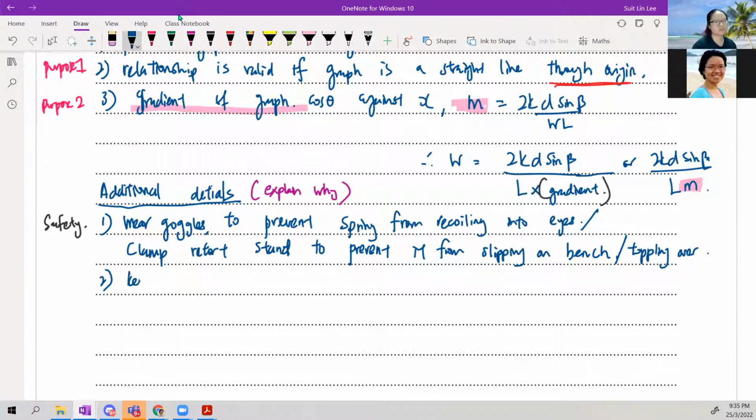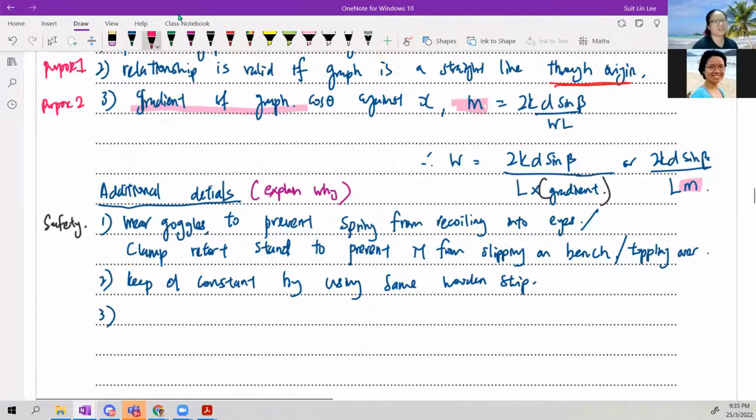So since we didn't mention, I would say use the same wooden strip, D constant, by using the same wooden strip. Okay, number 3. So it's all just done line one. Things that you think is maybe important, let me just write.